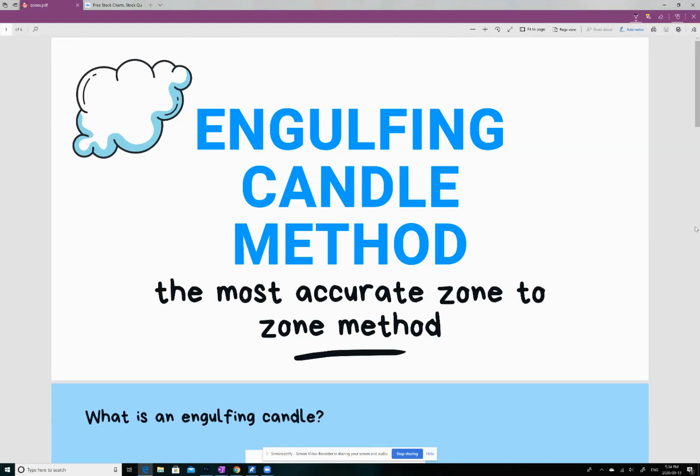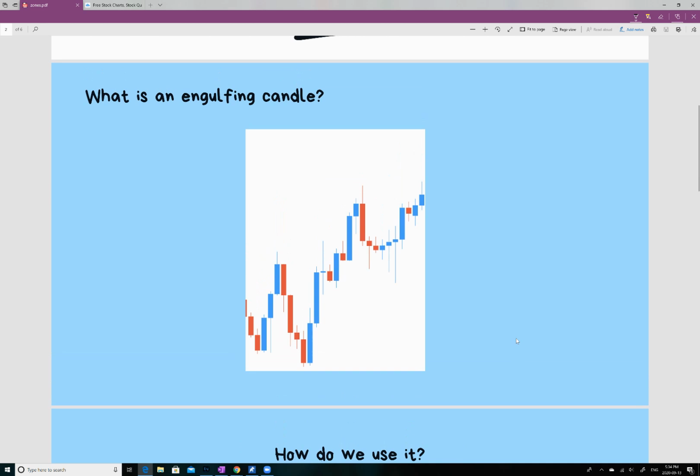In today's video, we are looking at the engulfing candle method and what that entails. So just to start us off, first of all, what is an engulfing candle? Now, most of you probably do know this, but an engulfing candle looks like this guy here. And basically, it's a bigger candle that swallows the candle before it. So in this example, of course, we're looking at a bearish engulfing candle.